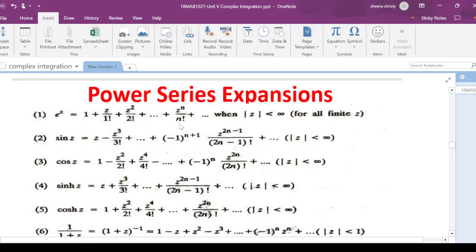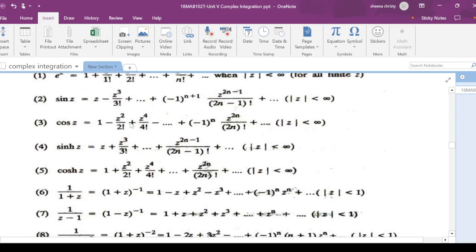Up to z power n by n factorial. This expansion is valid for mod z less than infinity, for all finite values of z. Sin z is z minus z cube by 3 factorial etc., up to minus 1 to the power n plus 1 into z power 2n minus 1 by 2n minus 1 factorial. The sine expansion is also valid for all finite z.